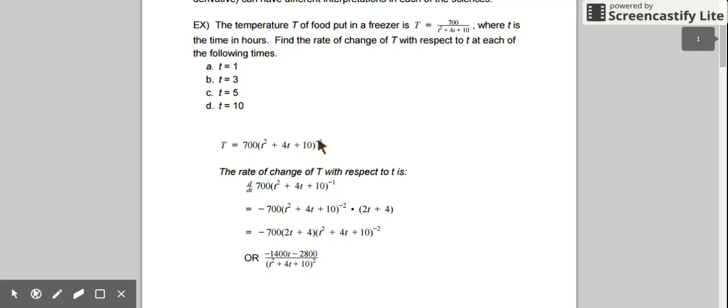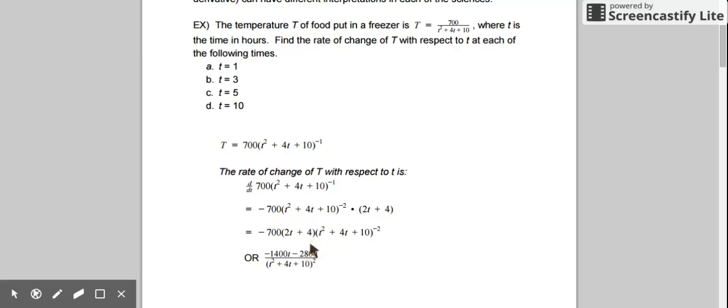So to find the derivative, I'm going to take this exponent, multiply it by the coefficient at the front, and subtract 1 from that exponent. I'm going to keep my inside function the same and then multiply by the derivative of the inside function. So dropping -1 down and multiplying it with 700, we get -700. Keep the inside function the same and subtract 1 from our exponent. And then multiply by the derivative of the inside function. So the derivative of this is 2t plus 4. So we could keep it in that form.